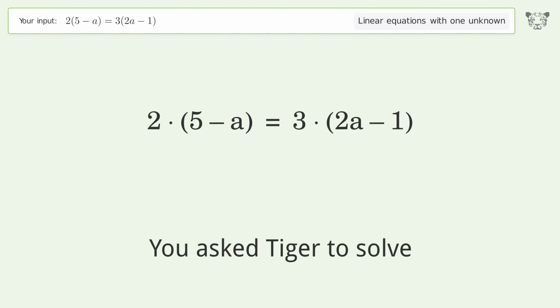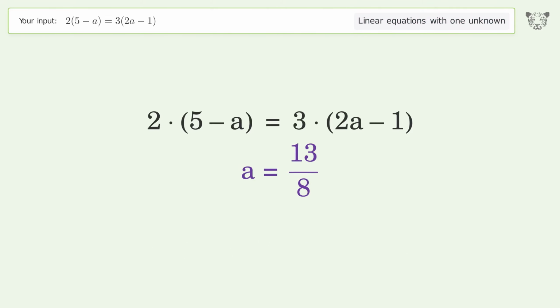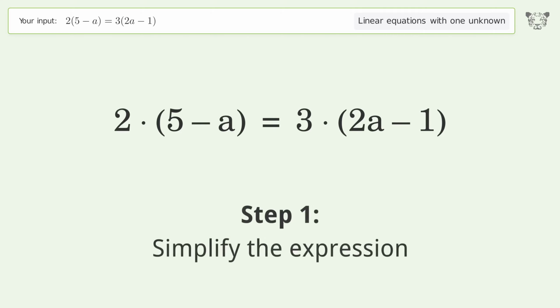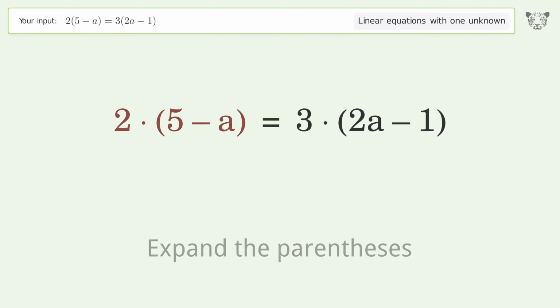You ask Tiger to solve. This deals with linear equations with one unknown. The final result is a equals 13/8. Let's solve it step by step. Simplify the expression. Expand the parentheses.